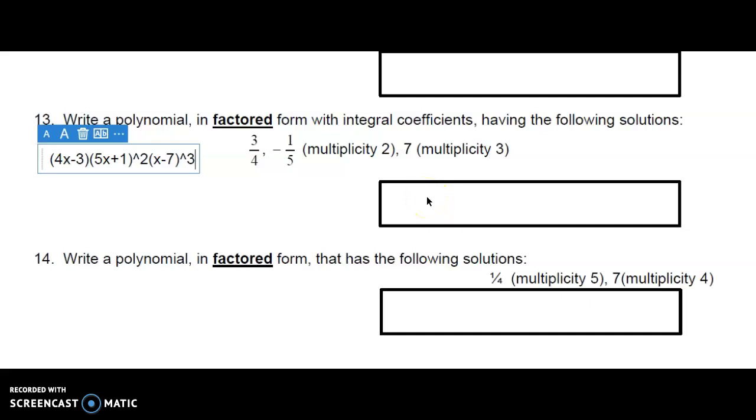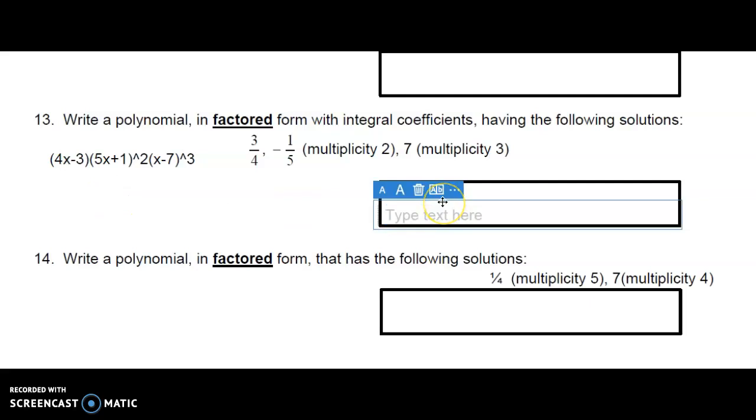So that is your solution to writing the polynomial in factored form with integral coefficients. So therefore, my solution is 4x minus 3 times 5x plus 1 with an exponent of 2 and x minus 7 with an exponent of 3. That is the factored form of that polynomial.